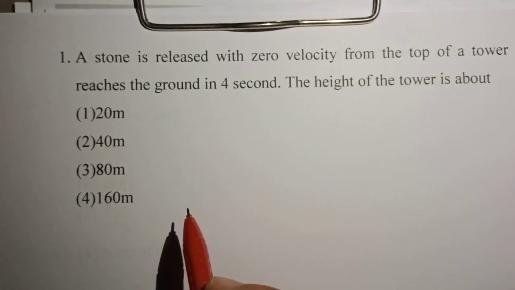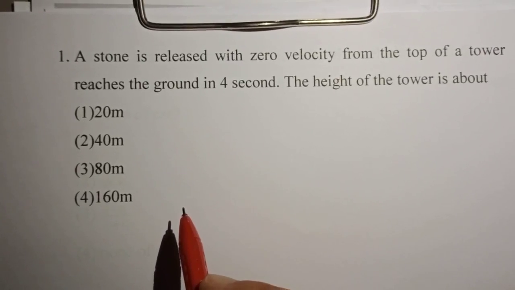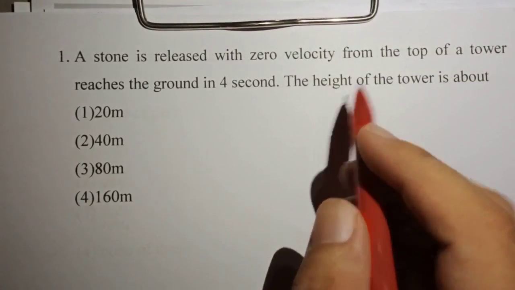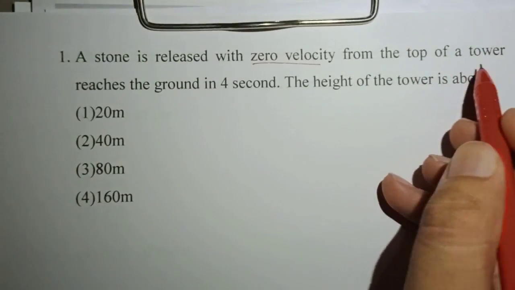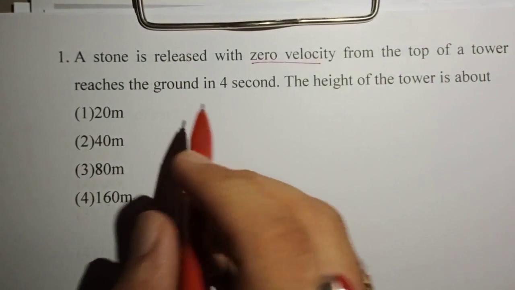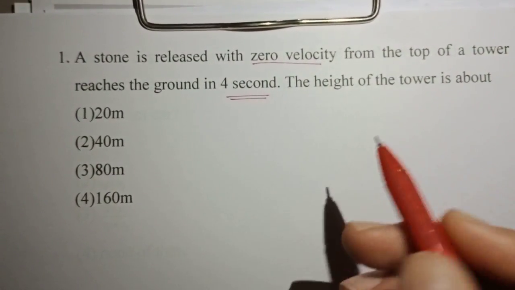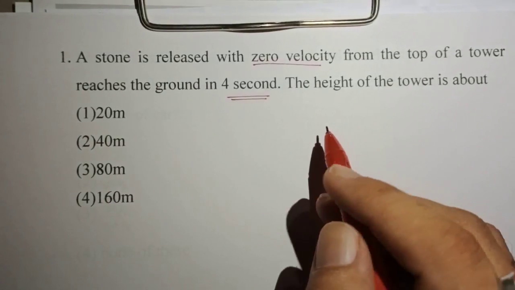Here we go. First question. A stone is released with zero velocity from the top of a tower, reaches ground in 4 seconds. The height of the tower is about.